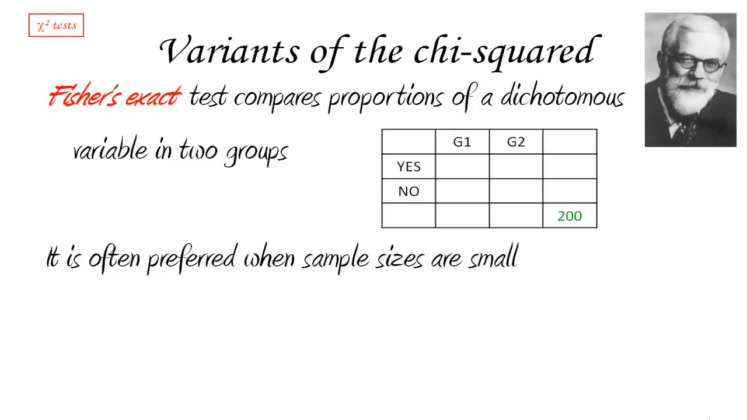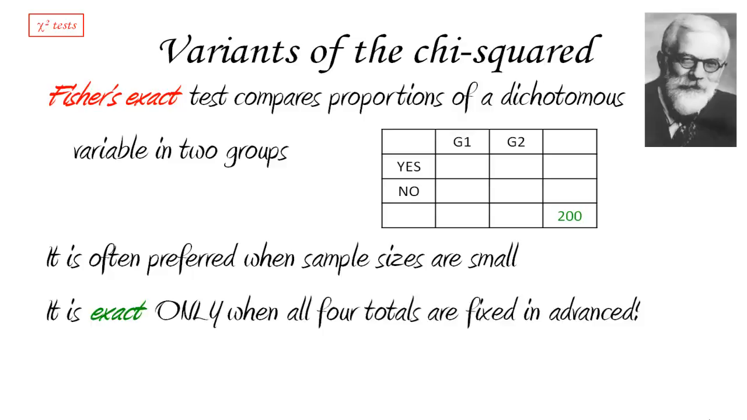Well, the rub is in one of the requirements. Remember, one of the big requirements about the chi-square test is that some totals have to be fixed. Well, Fisher's exact test only works if all four totals are fixed in advance. So that means that not only do we need to figure out how many people to sample in each of the two groups, but we need to fix in advance how many yeses and how many nos we're going to get in total. You can imagine that this is a very tall order, and in many clinical situations you cannot predict in advance how many people are going to be cured, how many people are not.